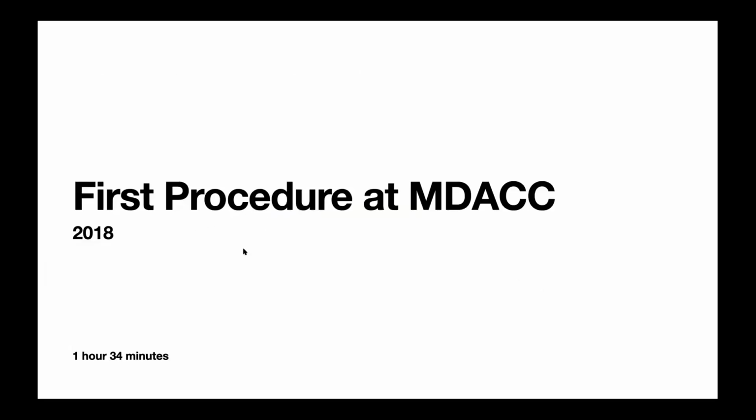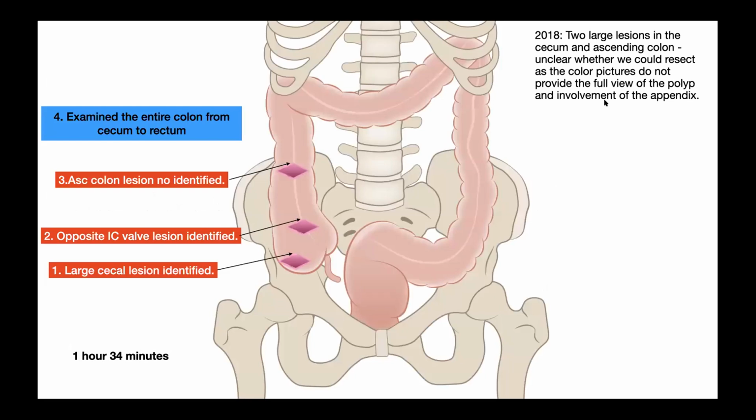So coming back to the procedure, this was the first procedure. It took about an hour and a half. And as you can see on the right side, two large lesions in the cecum and ascending colon, and we were unclear whether we could resect. And I put this diagram to give you a little bit of a better feel for how I did this case. So I came to the cecum, I identified one large cecal lesion, and then there was another lesion opposite the ileocecal valve. The lesion that they described as ascending colon lesion, I could not identify. So I said to myself, what is happening? Let's examine the rest of the colon.